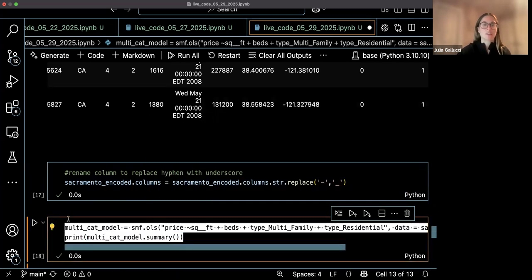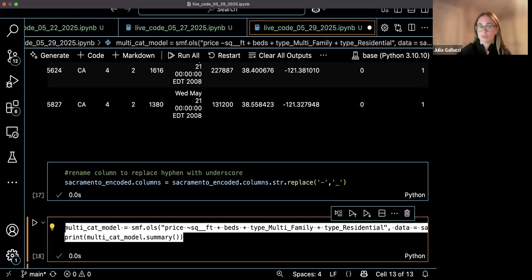I'm just going to copy and paste this into the chat as well, just because it's a bit long.